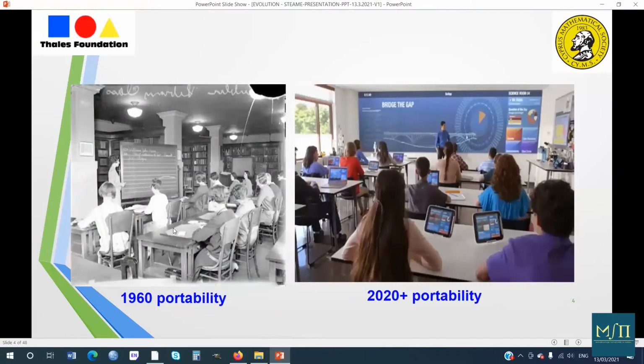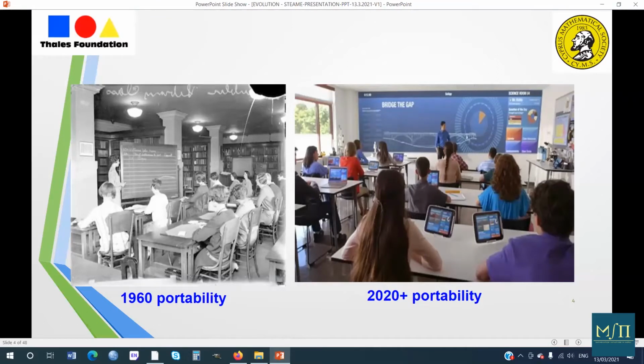Some years ago, during my times when I was a student in the 60s, 70s, we had the first board on wheels. So that was the so-called portability in those times. We were able to move outside the classroom, go to the library, whatever, and have a lecture, a teaching process. I say teaching process because at those times we had only teaching. We didn't have much of a learning process or a learning method.